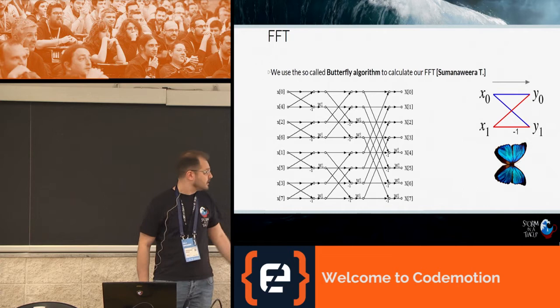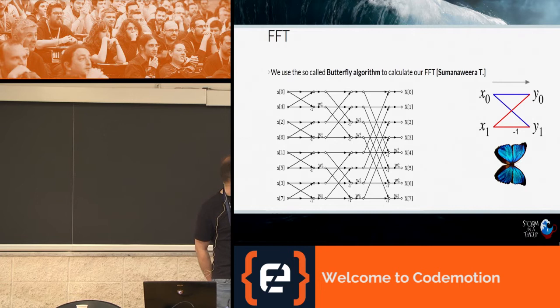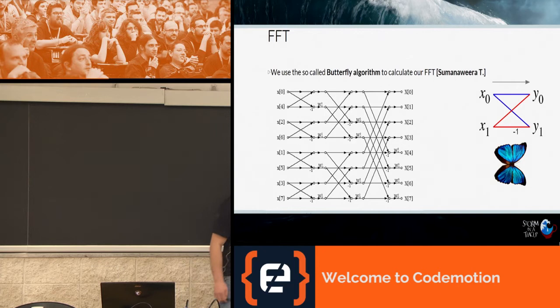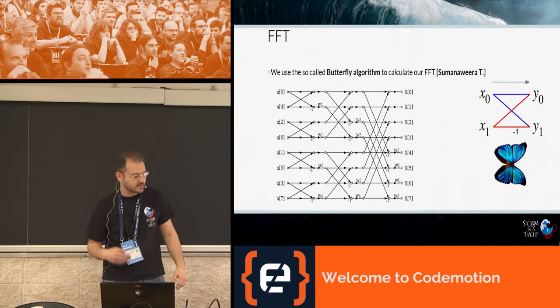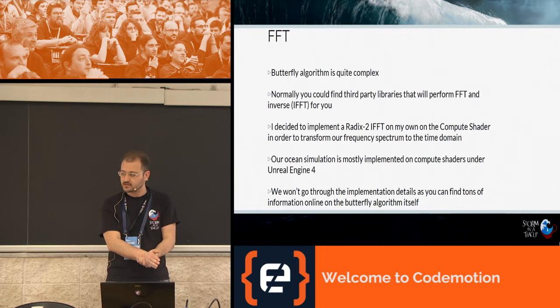Basically, y0 is equal to x0 plus x1, and y1 is equal to x0 minus x1. You perform those calculations each time, multiplying the result by w, which is our twiddle factor or Fourier coefficient, which is e raised to the power of minus j, and so on. The butterfly algorithm is quite complex, so it's not very easy to grasp at first glance. Normally you could find third-party libraries that will perform FFT and inverse FFT for you.